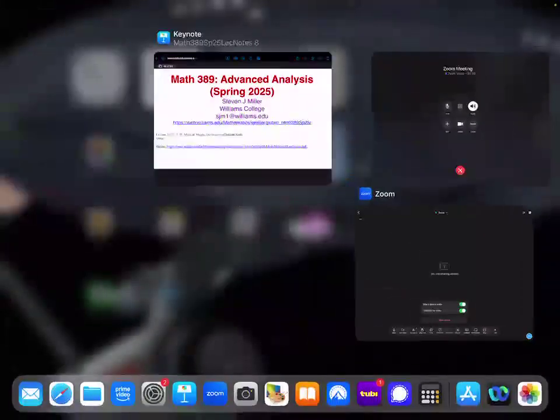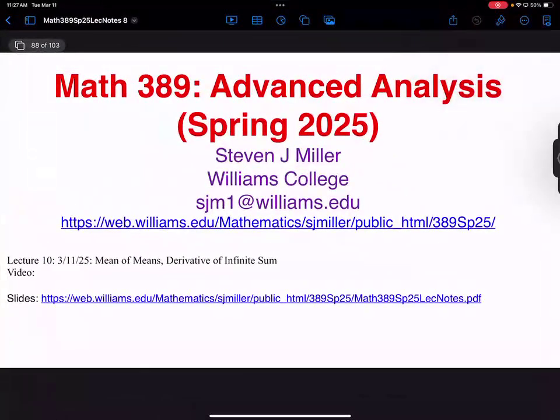Okay, so welcome to Math 389 Advanced Analysis. So this is lecture 10. And so we're going to talk a little bit about mean of means, but not too much because I've heard several of you are working on this and are going to present more on this on Thursday. So I'll just say a little bit. We'll talk about derivatives of infinite sums.